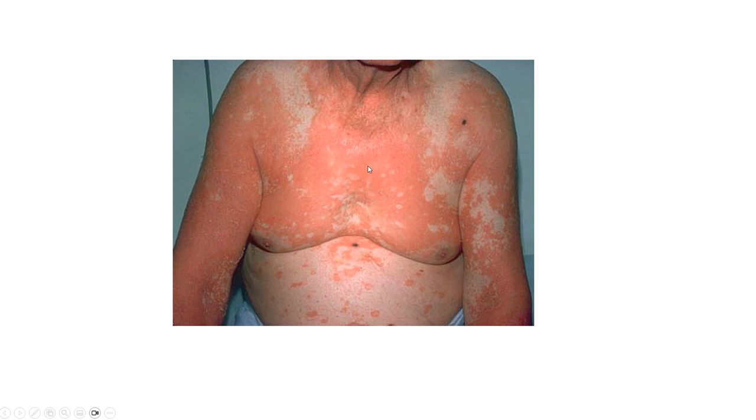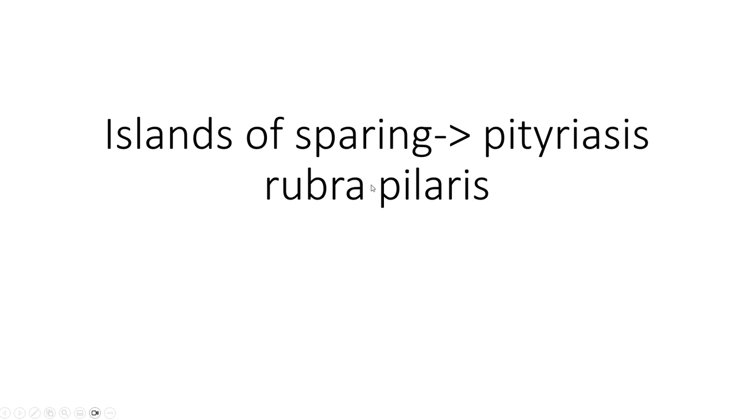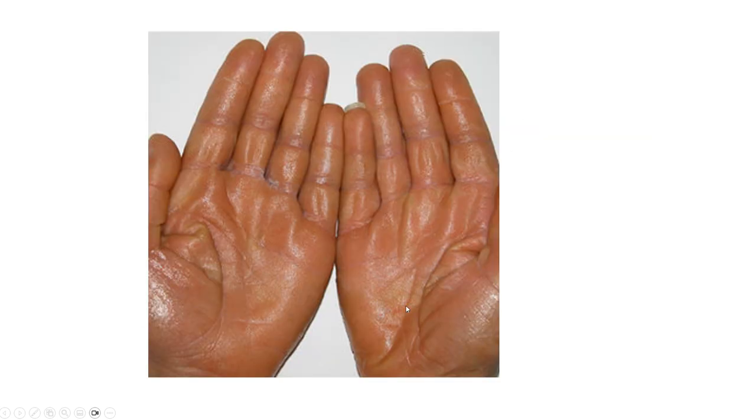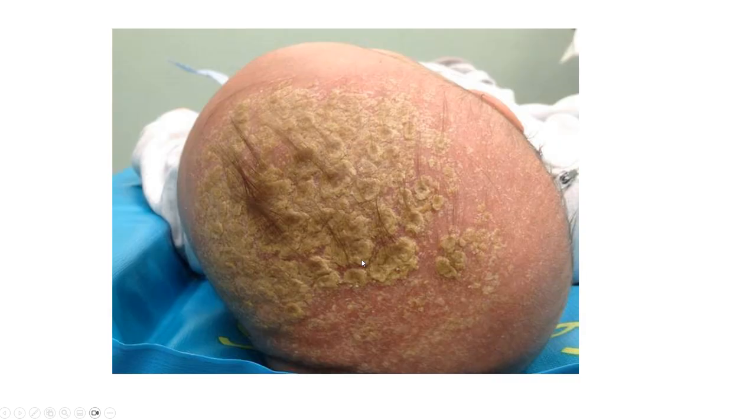This is PRP again. A nice giveaway is you have these good islands of sparing. So you have these papulosquamous areas and then these islands of sparing. This is the waxy keratoderma that you see, palmoplantar keratoderma of PRP.